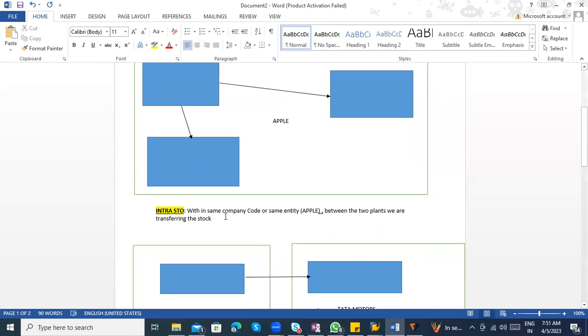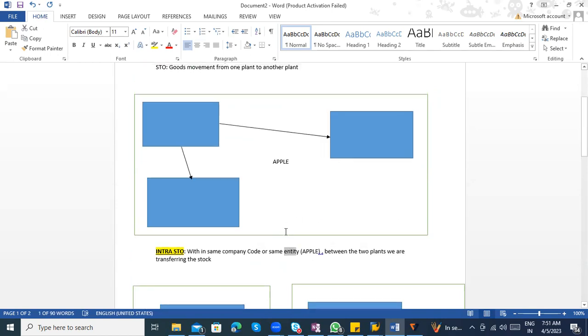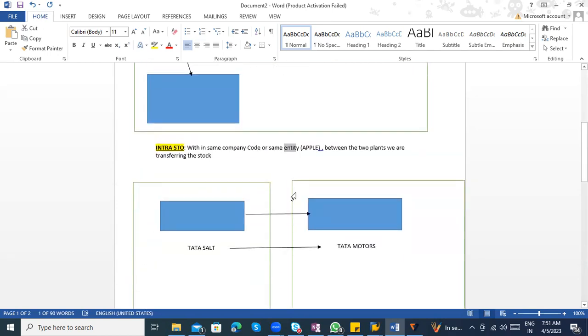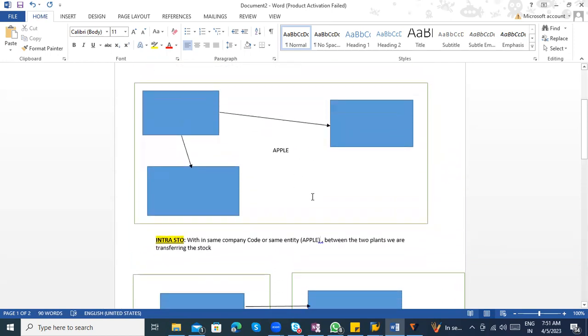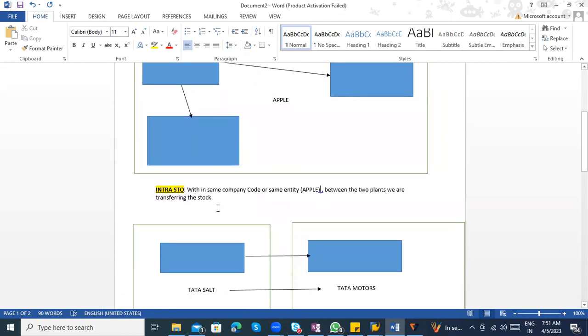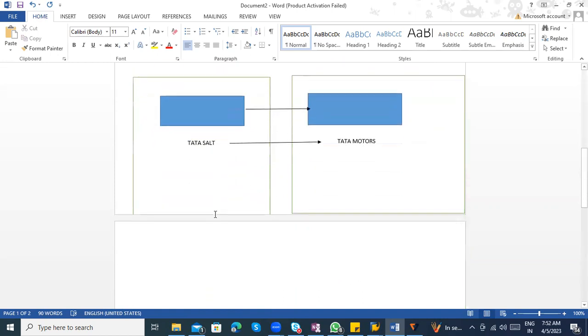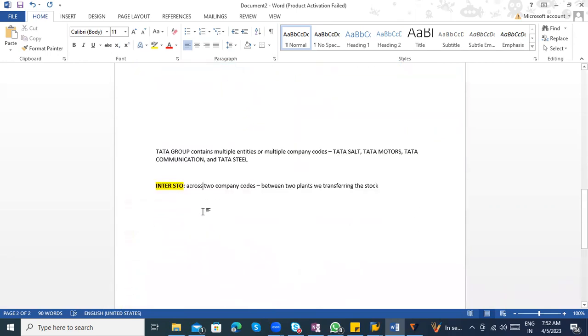If this terminology is very difficult, then you can say entities. If I just say company, it will be confusing. If it is a single company, then again it is a problem. So instead of that, out of a group of companies, we can say one single company code can be transferred into another single company code.